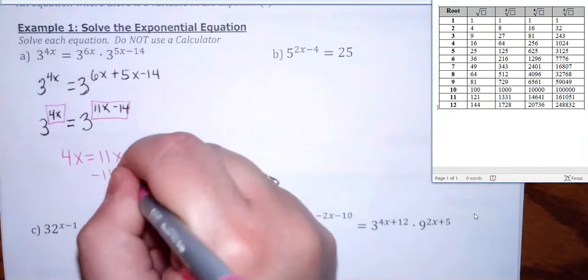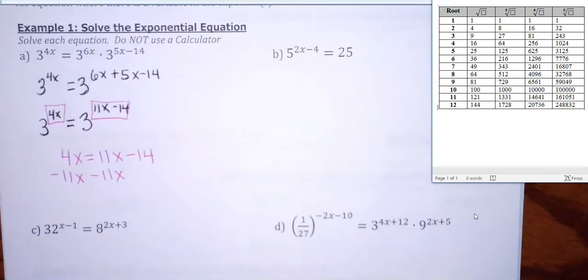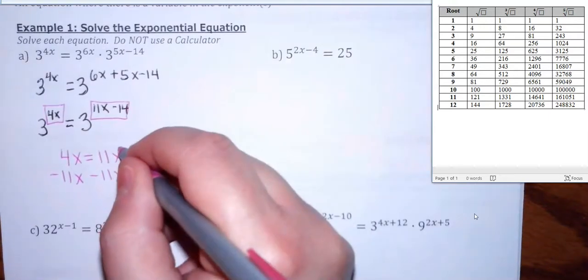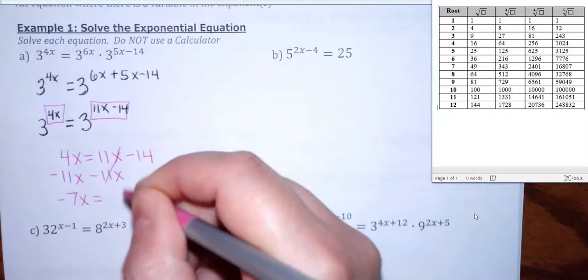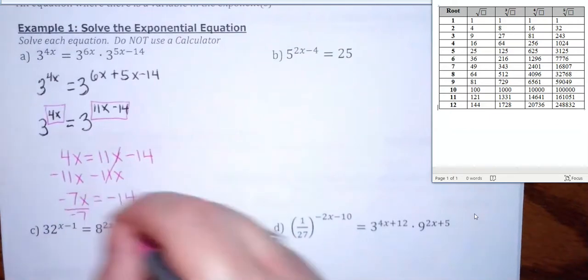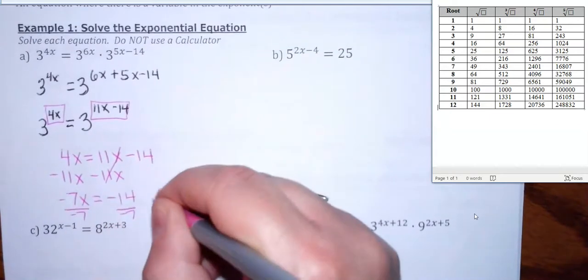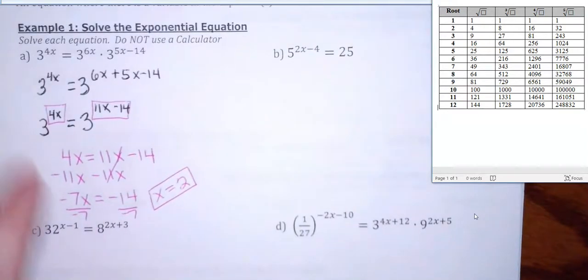If it's me, I try to keep my variable positive, but here it's going to be fewer steps if I subtract that 11x from both sides. We're going to end up here with negative 7x equals negative 14. And then if I divide both sides by negative 7, x is going to be 2. So the missing exponent up there is going to be 2, and you can plug that back into the original problem if you want to check.